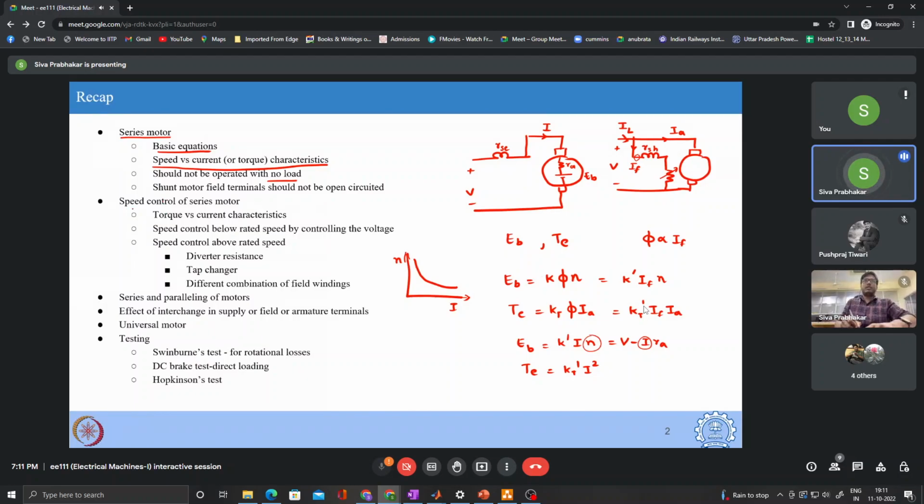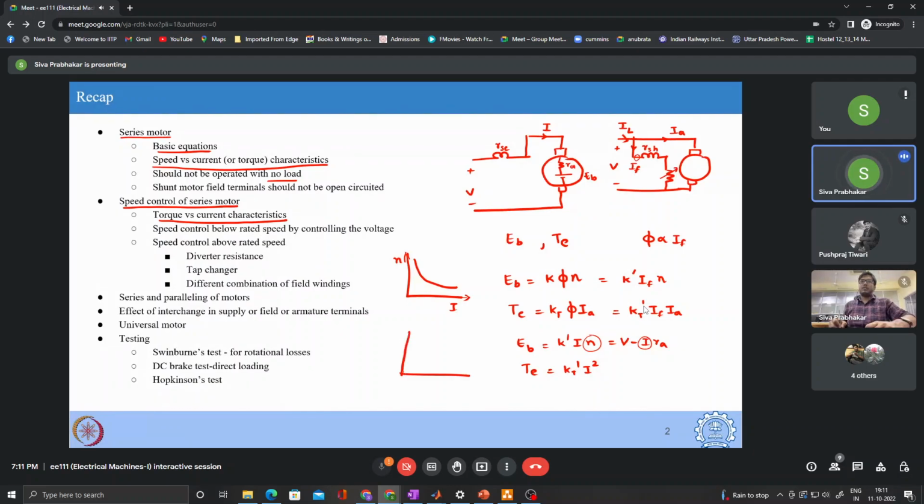Similarly, the speed control of the series motor was also discussed. For this case, the speed below the rated speed can be controlled by controlling the voltage below its rated voltage. That is the basic condition. The torque versus current characteristic was also discussed. As you can see, the torque is proportional to I square.